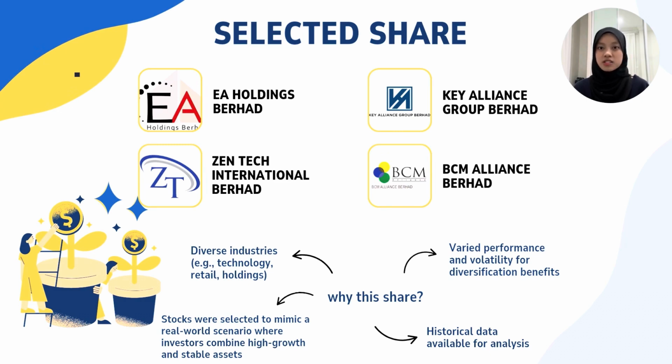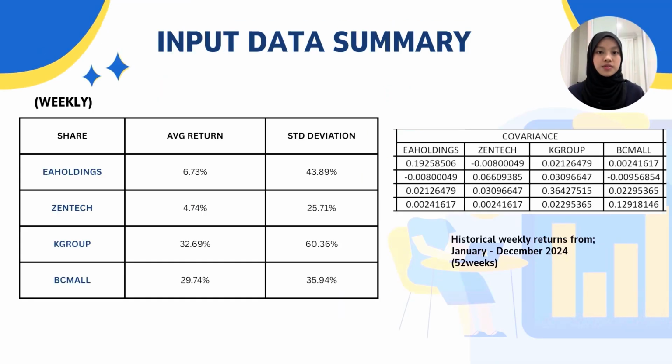Additionally, these stocks were chosen because they provide varied performance profiles, helping us to analyze both high risk and low risk options for different investor types. Lastly, historical data for these stocks allows us to better evaluate their performance over time, ensuring we make informed decisions when constructing the optimal portfolio. So, this is the data for each company.